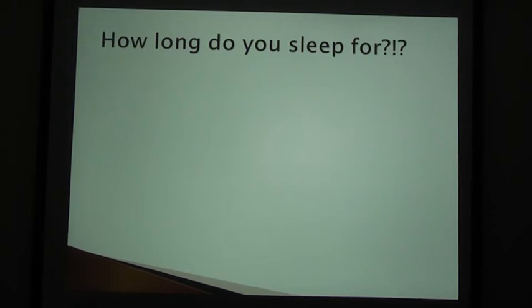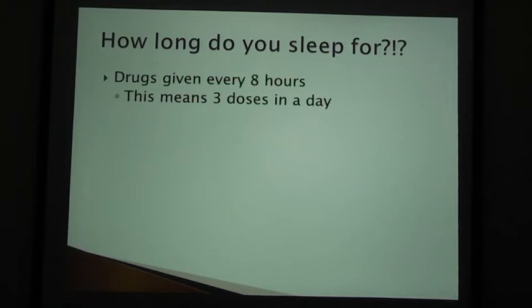Right, how long do we sleep for? Some of us sleep for 4 hours, some of us sleep for 12 hours. It just depends. When you're looking at drugs given to people, they're given every 8 hours in general, because if it's 3 doses, it means it's going to take 24 hours. So drugs which are given every 8 hours means that they're going to have 3 doses in a day.